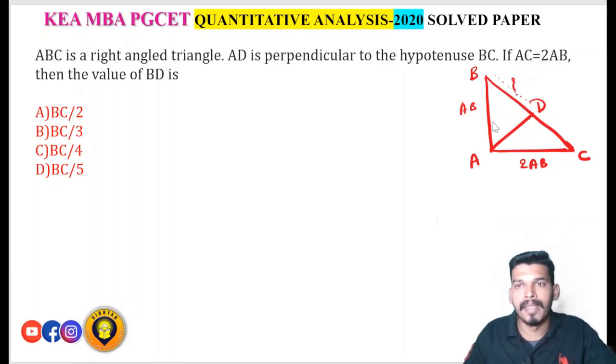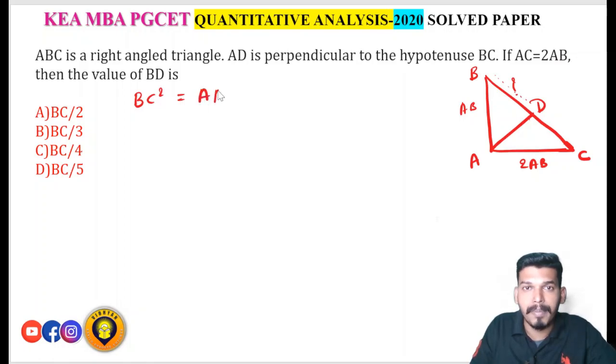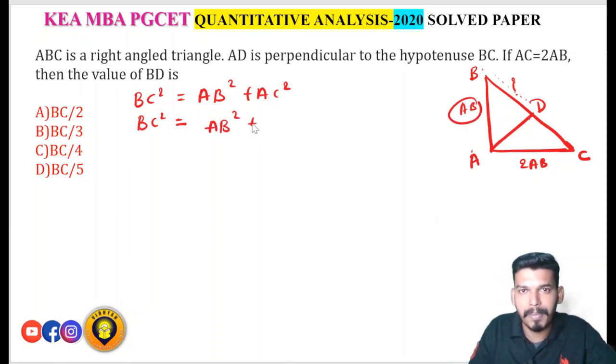Okay. Right. So now, you know that Pythagoras theorem. Pythagoras theorem says here, BC square is equal to AB square plus AC square. Correct, AB square plus AC square. So BC square is equal to AB square, and AC is 2AB, so that will be AB square itself plus AC, that is 2AB.